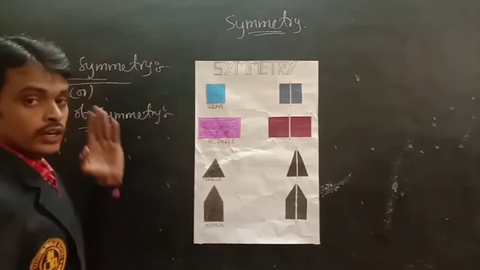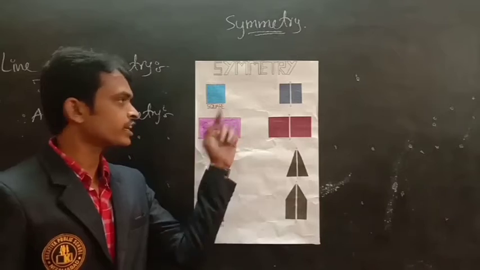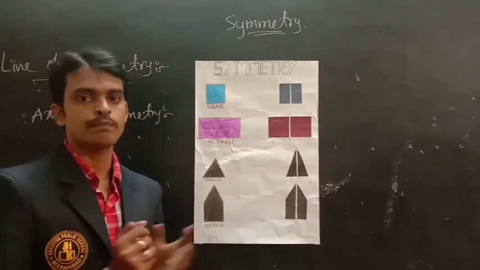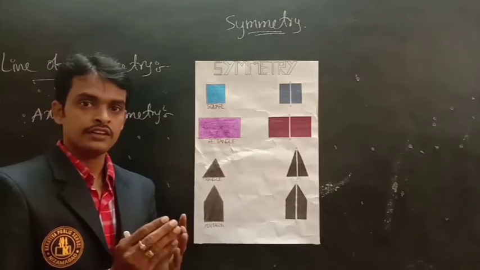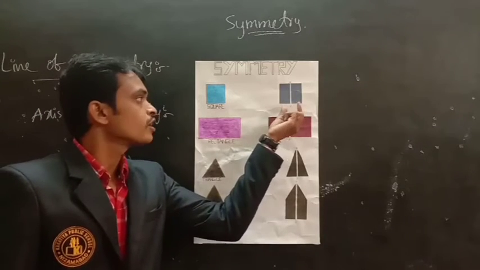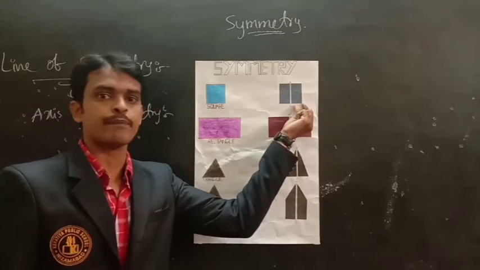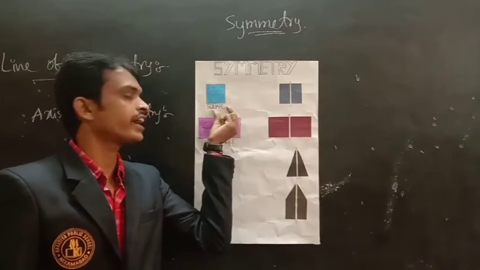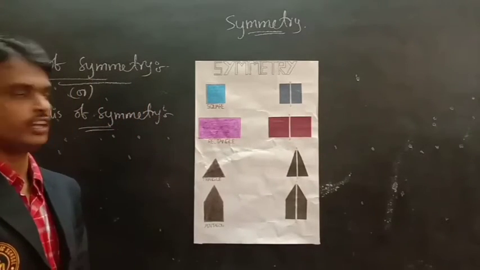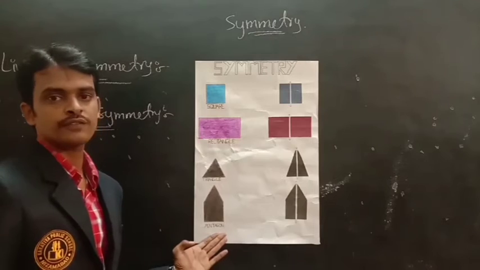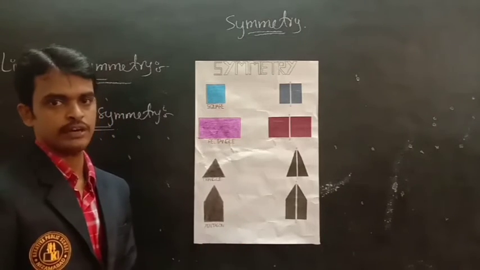So the definition of line of symmetry or axis of symmetry: an object is divided into two parts along the dotted line, then in the two parts one of the parts is exactly matched with the other part, then the figure has a line of symmetry or axis of symmetry. So these are the examples of a line of symmetry or axis of symmetry.